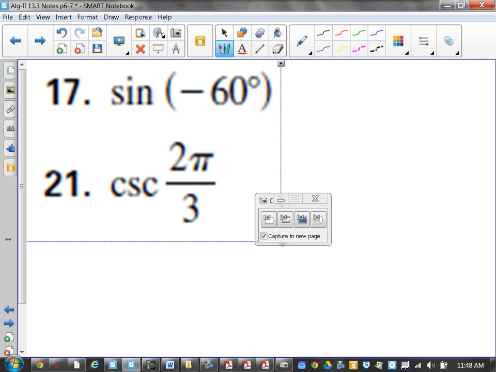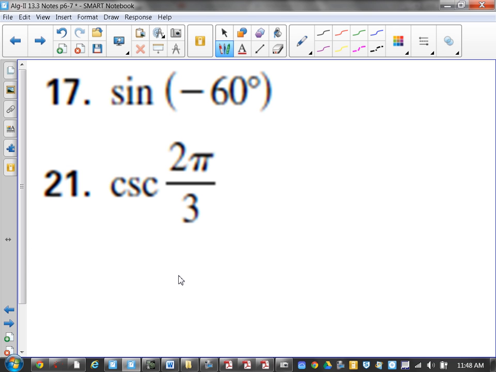Let's try 2 more, then I'll give you some stuff. Sine of negative 60. What do you think your reference angle is? 60. If it's negative 60, what quadrant does it drop into? Is sine positive or negative in the fourth quadrant? Negative. So 60 degrees sine value, root 3 over 2. Okay, root 3 over 2.